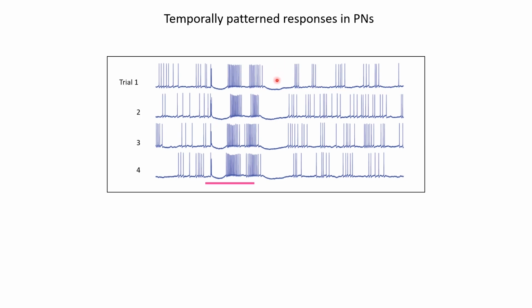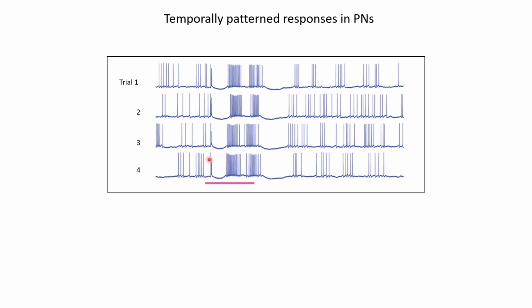Another important property of the responses of projection neurons is that these responses are temporally patterned. So here we are looking at the response of a projection neuron to a particular odor given for 1 second, and the timing of the odor is indicated by this pink bar here. And we see that there are some spikes in the background before the odor is given, but these spikes seem to be present at random times. But once the odor is given, then we see a particular pattern of spikes.